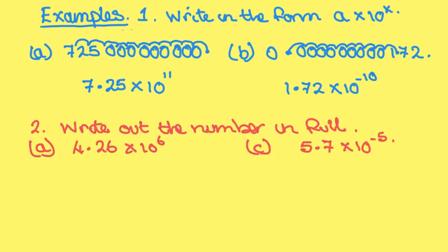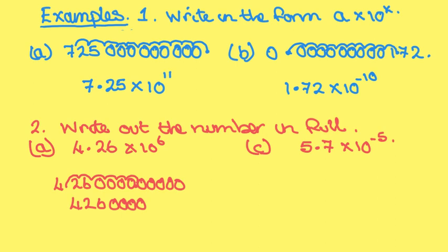Question 2. Write out the number in full. A, 4.26 times 10 to the 6. So write down the A part, 4.26, and then put as many zeros as you want after it. You can always add more if you haven't got enough. Now move the decimal point 6 spaces to the right. So it goes 1, 2, 3, 4, 5, 6. So it'll end up there. So the number in full is 426, 1, 2, 3, 4 zeros.